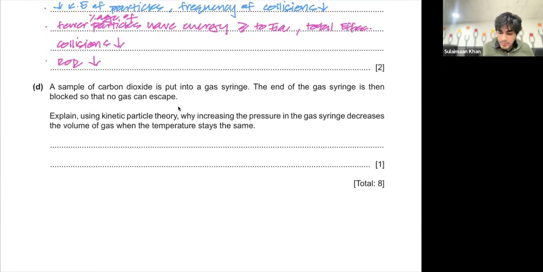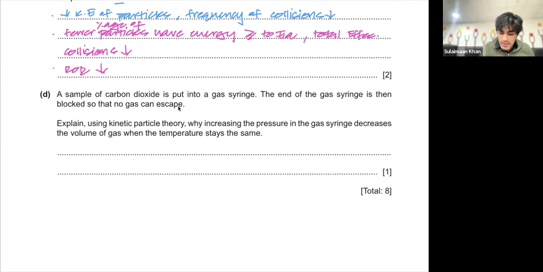A sample of carbon dioxide is put into a gas syringe. The end of the syringe is then blocked so that no gas can escape. This is from states of matter. This is chapter number 1.